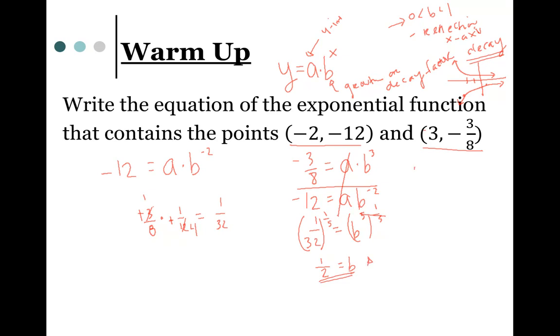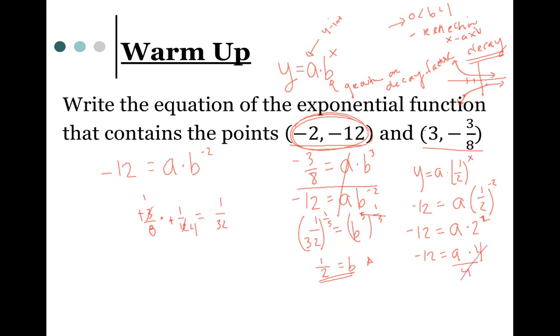So I can go ahead and now in my equation, I have y equals a times 1/2 to the power of x. It doesn't really matter which one you use. I think I'm going to use this one so I don't have to deal with fractions. So I've got -12 equals a times 1/2 to the power of -2. Well, if you raise something to the -2nd power, or a negative power, I can flip this. So this is like 2 squared. -12 equals a times, that's a squared, isn't it? 4. Divide by 4. And I get -3 equals a.